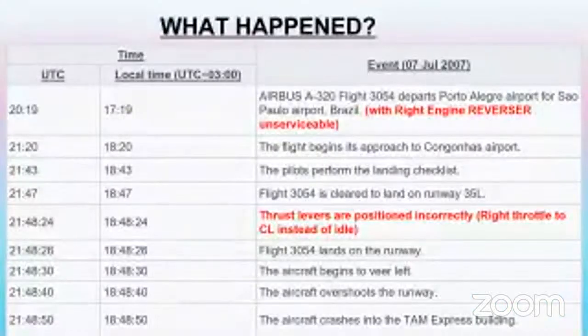Now let's dive into the timeline of the day and look at what happened. So there are two critical moments. The first is 1719 when the right engine reverser was unserviceable, and second at 1848-24 when thrust levers were positioned incorrectly. Right throttle was at CL instead of idle, due to which the flight began to steer towards the left and hit the TAM Express building. Next.